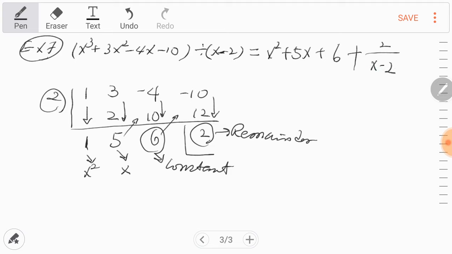So as you can see here, using the synthetic division is much simpler than using the long division. So when we divide a polynomial by a binomial, use the synthetic division. Okay, let's try more examples.